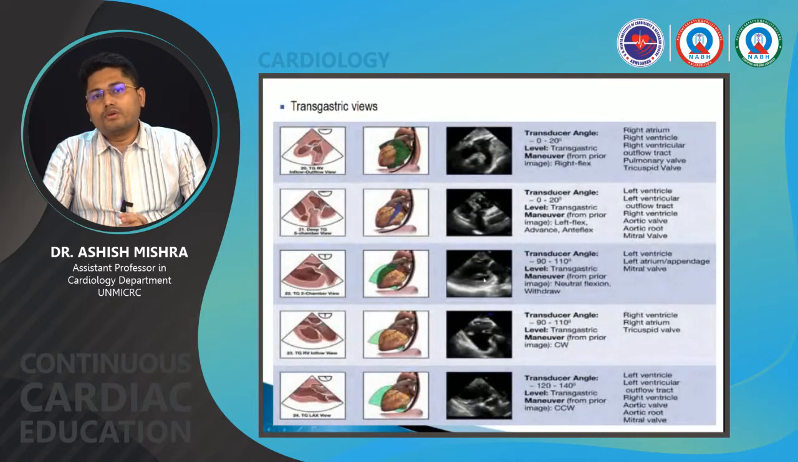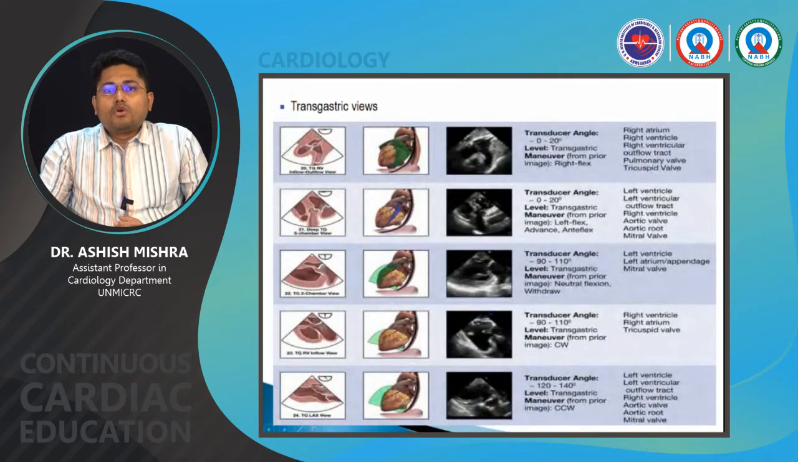This transgastric view is equivalent to the parasternal long axis view of the transthoracic echo. Again, we can see the left ventricle, left atrium, and the mitral valve and apparatus. Moving further, in the transgastric RV inflow view, we can see the tricuspid valve and also the RV inflow and the RA, which is helpful in studying the tricuspid valve and its pathology.